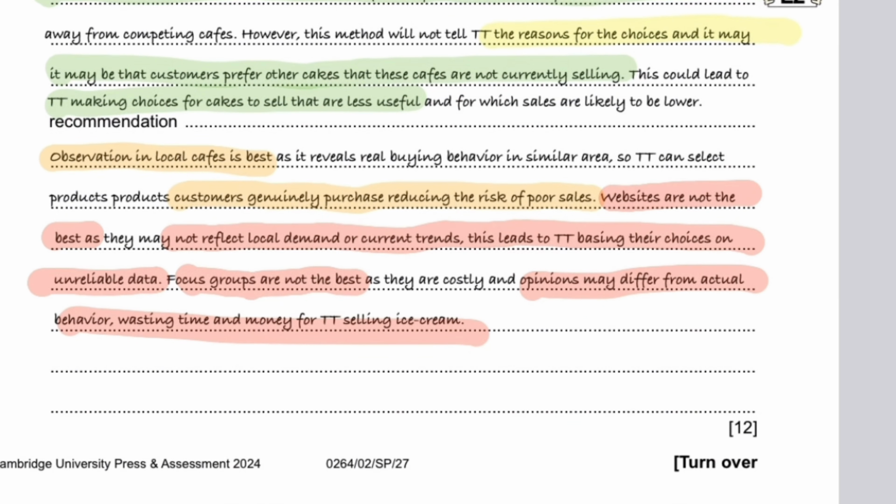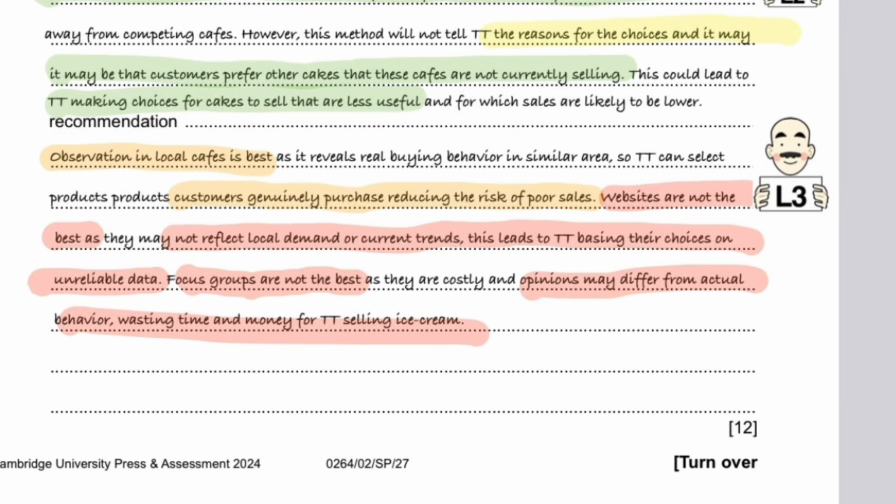And here in the recommendation, I have used the examiner's feedback in the specimen answer paper in order to get full marks. So my first level 3 would be to choose the best one, which is that observation in local cafes is the best as it reveals real buying behavior in a similar area. So TT can actually select the products customers genuinely purchase, which reduces the risk of poor sales. So I've chosen and justified. This gets me my first level 3 point.